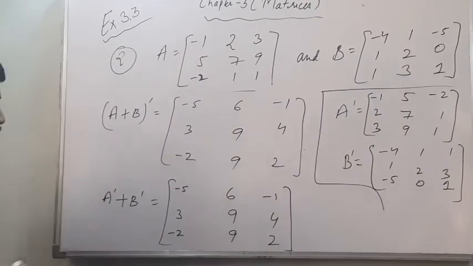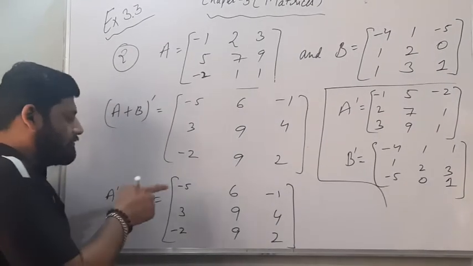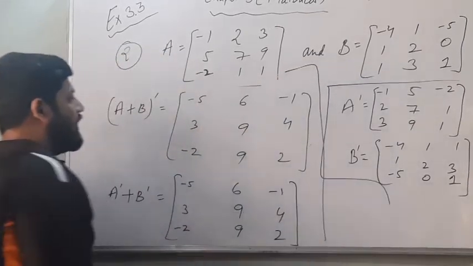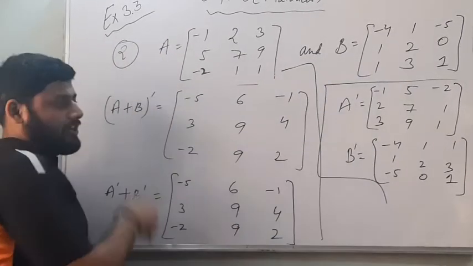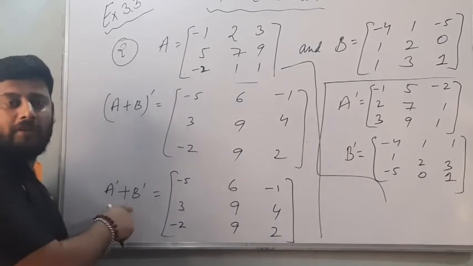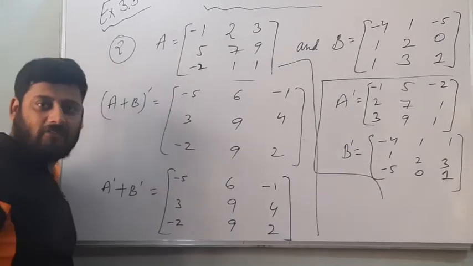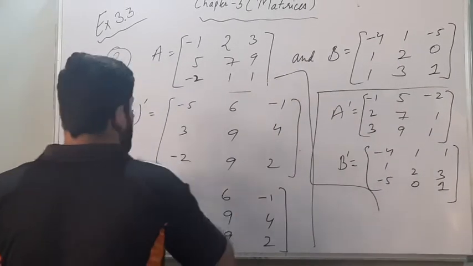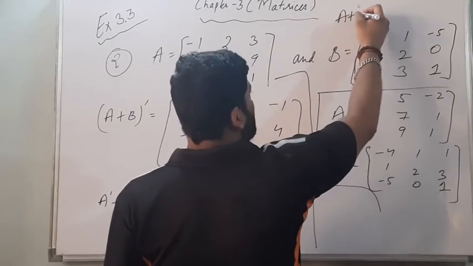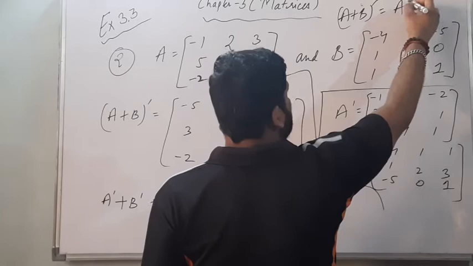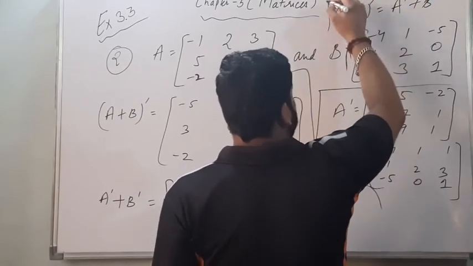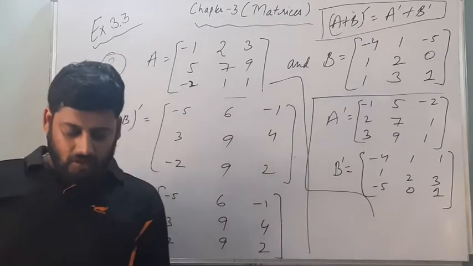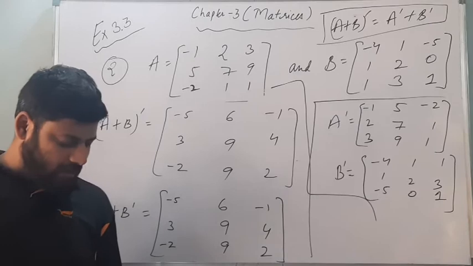So we have already found A matrix plus B matrix. And here what we observe, what can we see? That A plus B transpose is equal to A transpose plus B transpose. We can see that, right? Both the matrices are equal. So we can say that the relation, A plus B transpose is equal to A transpose plus B transpose, has been proved. Okay, is that clear? So you can copy it down and then we'll move to our next question.